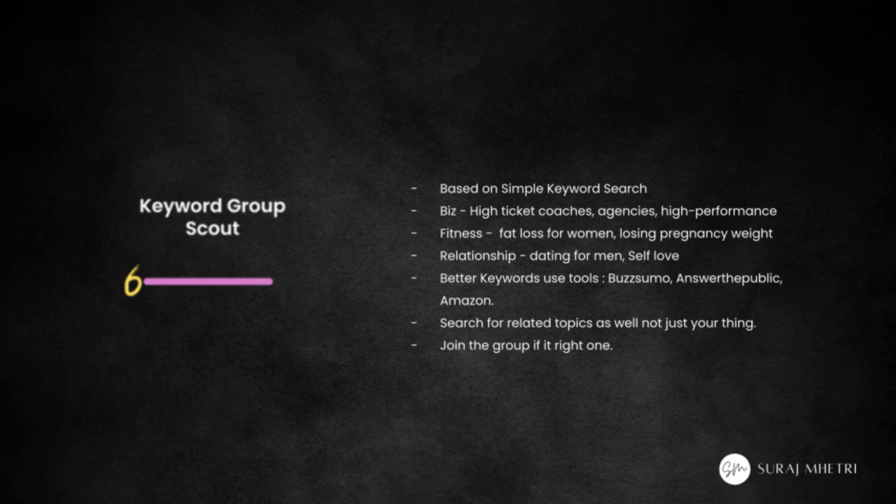Now this is the simple one, and you have already done this. It is a simple one. You have to just find the Facebook groups based on keyword search. Okay. So for example, in business category, if you see, you can search for high ticket coaches. You can search for high ticket agencies or high performance coach. So you have to list again the keywords that are relevant to your niche. For fitness, you can say fat loss for women, losing pregnancy weight, this kind of thing. If you're a relationship coach, you can search dating for men or self-love, all those things. Okay, so all those things you can search.